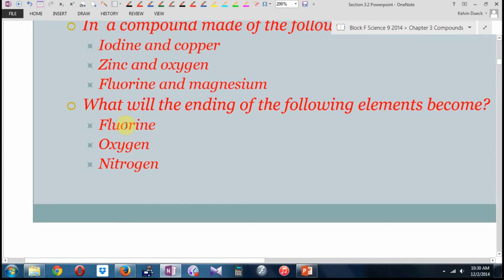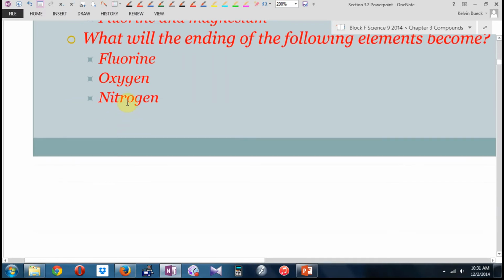What will the ending of the following elements become? Fluorine would become what? Fluoride. Oxygen would become oxide. Nitrogen would become nitride, not nitrogide. Nitride. And you'll pick up on the ones that are a little bit different because we'll just be using them.